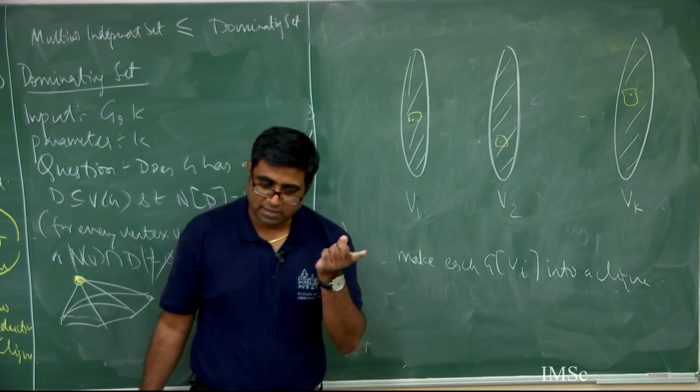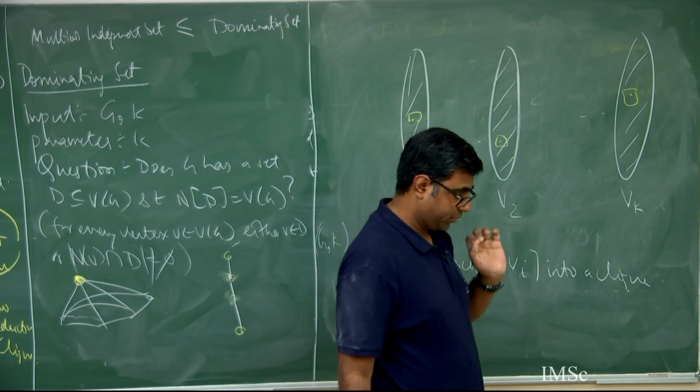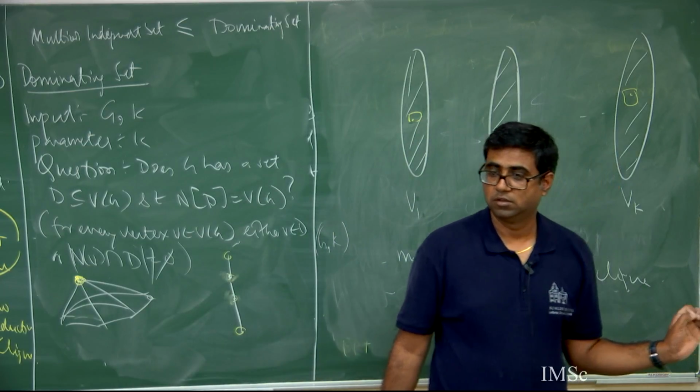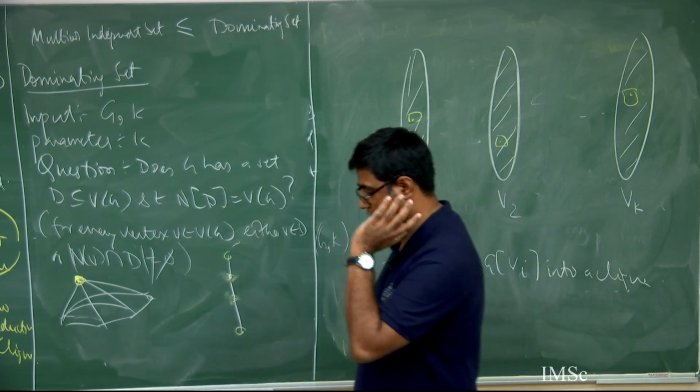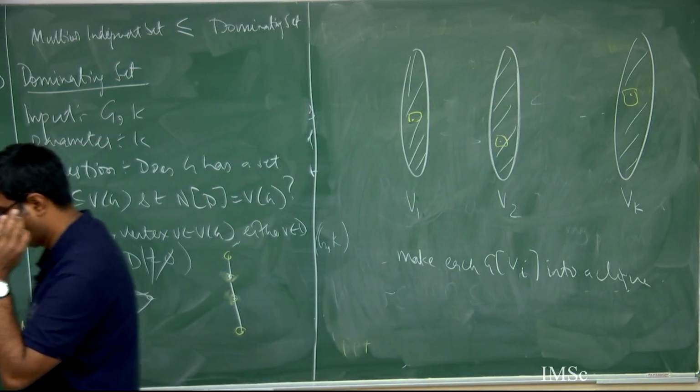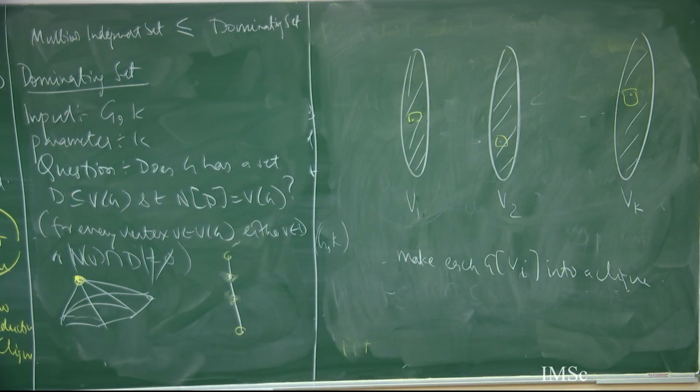So I need a gadget which, if I pick this, will ensure that I have independence in the original graph. So I need to add more gadgets. I need to have edges into this. You have some issue? So suppose we do just this, that we make it into k cliques, and there are no edges across.